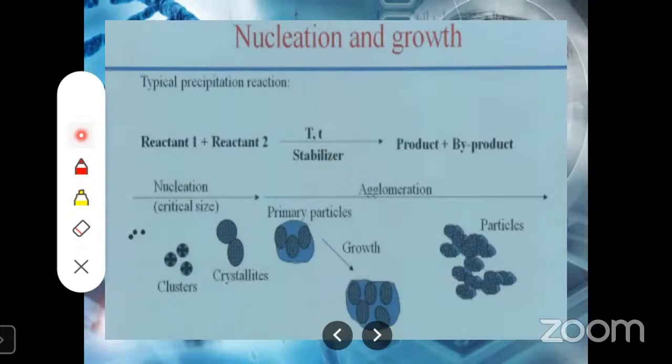Starting from the growth, we have to stop the growing, otherwise all the particles combine and growth takes place very easily, giving very big size particles. That is, aggregation will take place in the particles, which is not useful. We need small particles for our applications here.